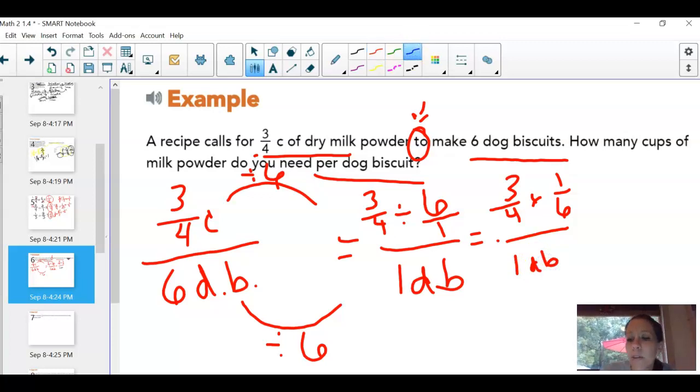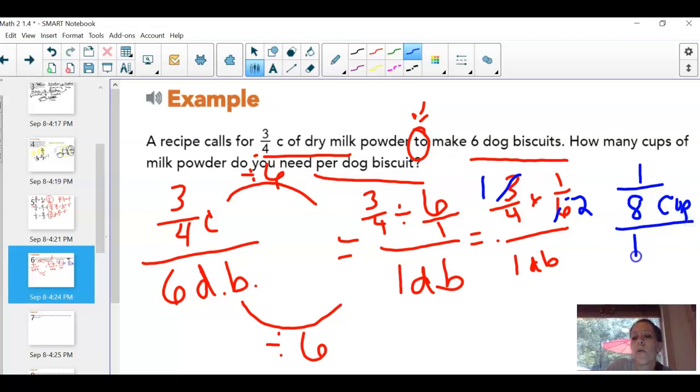Now, as a good mathematician, I know I can cross cancel, right? So I'm looking only diagonally. 3 and 6, I can divide them both by 3. 3 divided by 3 is 1. 6 divided by 3 is 2. 1 times 1 is 1. 4 times 2 is 8. So 1/8 cup per each dog biscuit.